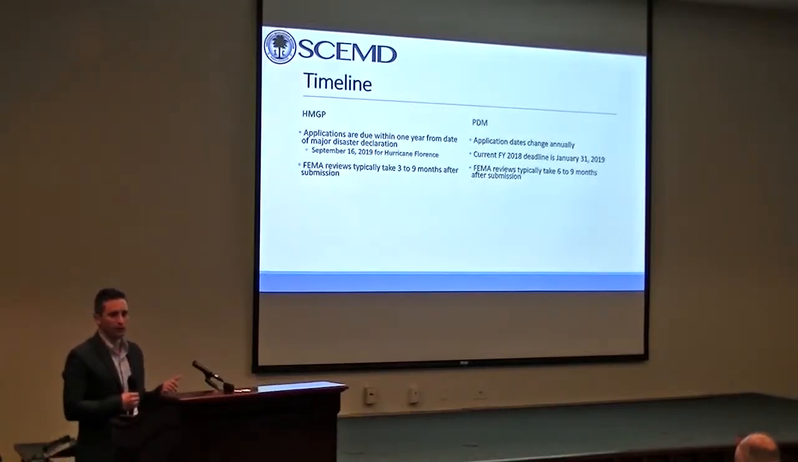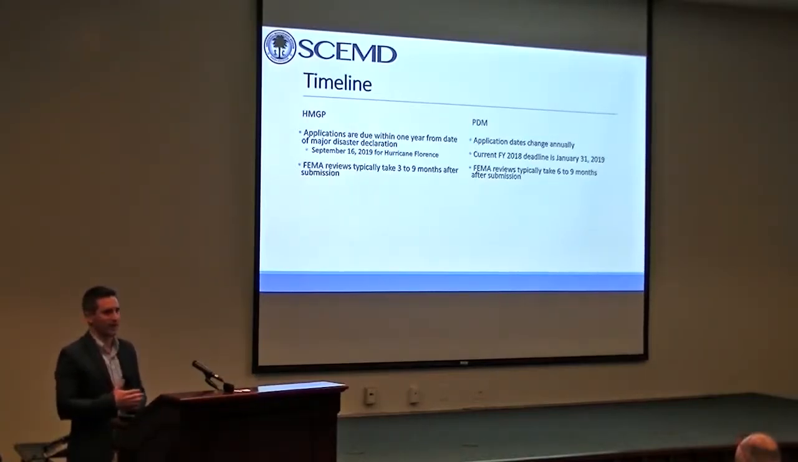So the timeline for the two grants we do have open: as we just mentioned, Hurricane Florence just happened in September. We have a pot of money that's available from that. We'll be accepting applications now through September 16th of 2019. And after September 16th, they'll all be at FEMA, and you're looking at another 3 to 9 months through the review queues from there before it gets awarded.